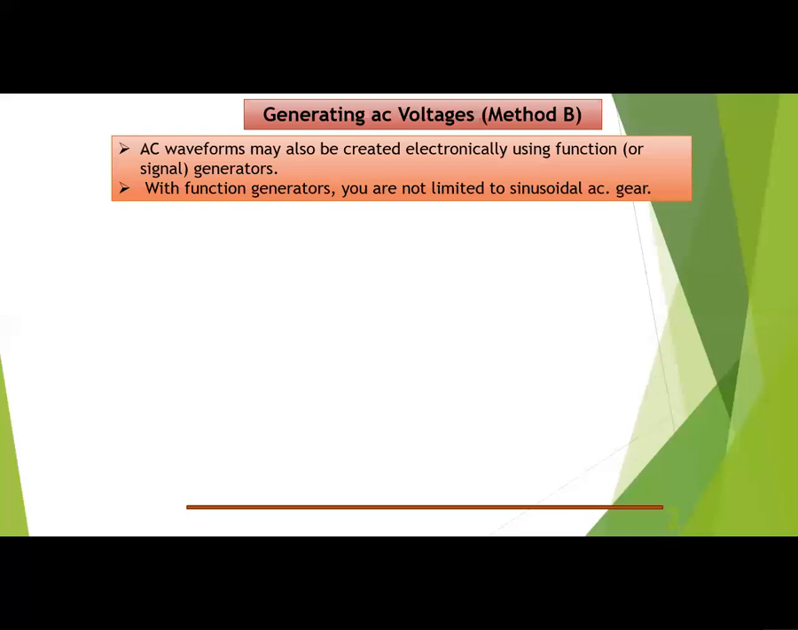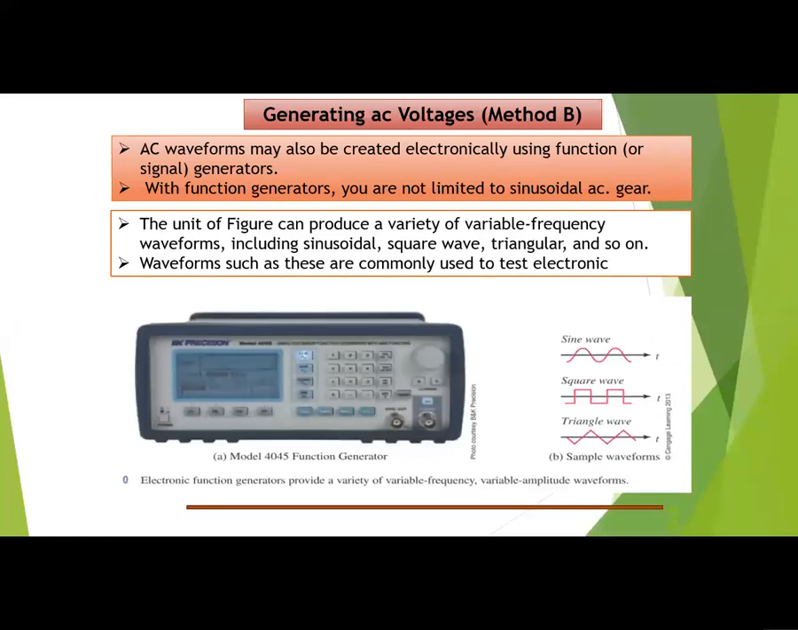We discuss unit one, AC fundamentals. In the last lecture we discussed generation of AC voltages by using magnets to produce a single phase AC supply. Another method of generating AC voltages is by using electronic oscilloscopes and electronic function generators with variable frequency. AC waveforms may also be created electronically using function generators. With function generators, you are not limited to sinusoidal AC.